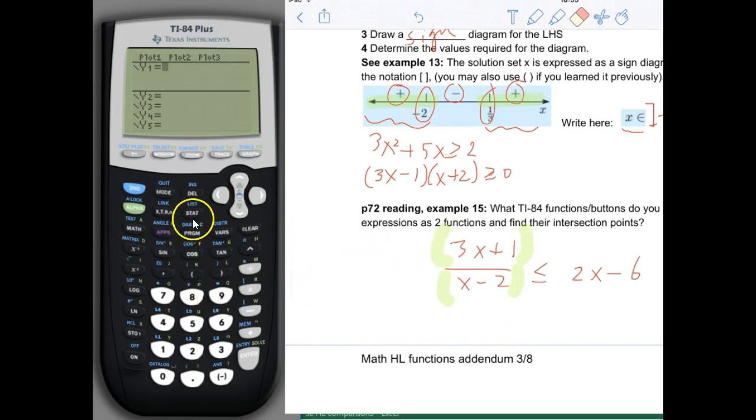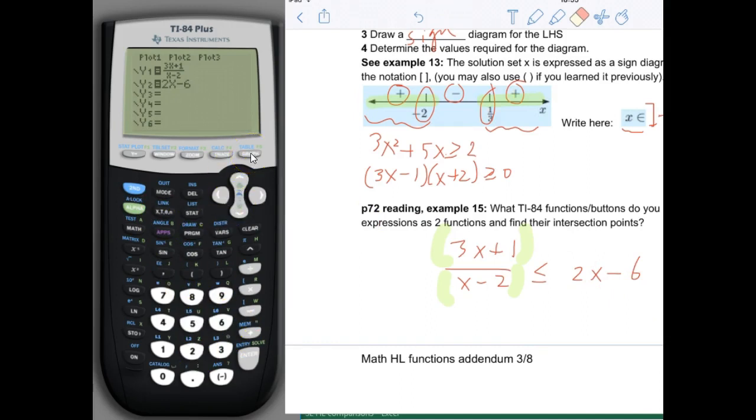So how do you make a vertical fraction? You go to math, you go to number, and then you go down to the end of the list, and there's something called n divided by d. Okay, and then it makes a little fraction thing. And then here you're going to put 3x plus 1, and you're going to put x minus 2. Okay, and that's the left side. And the right side is going to be 2x minus 6. Okay. Now I'm going to graph.